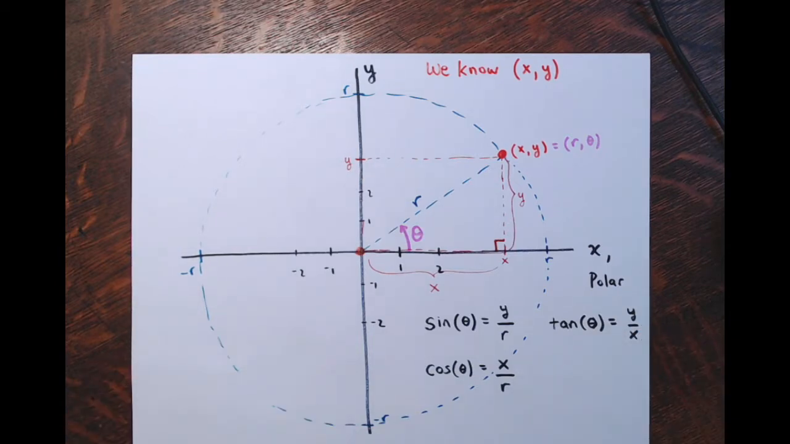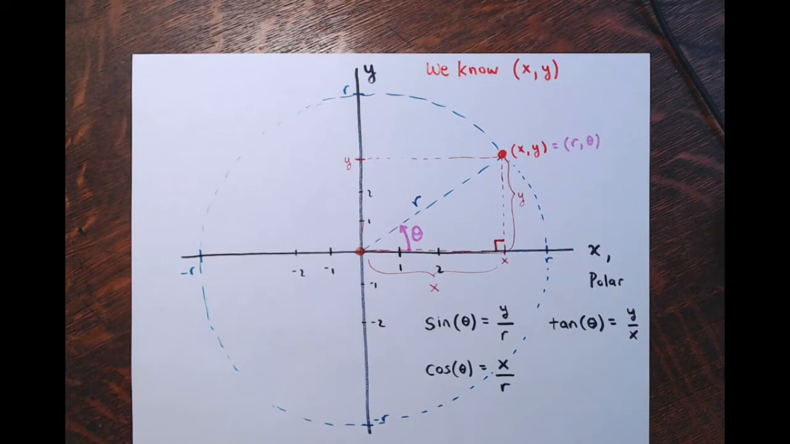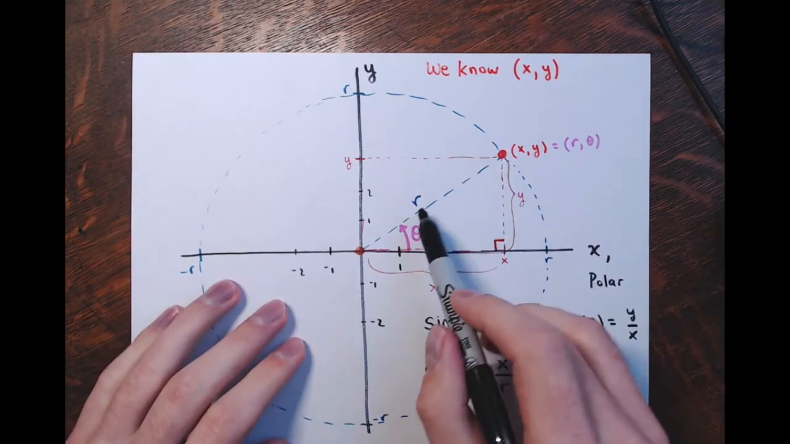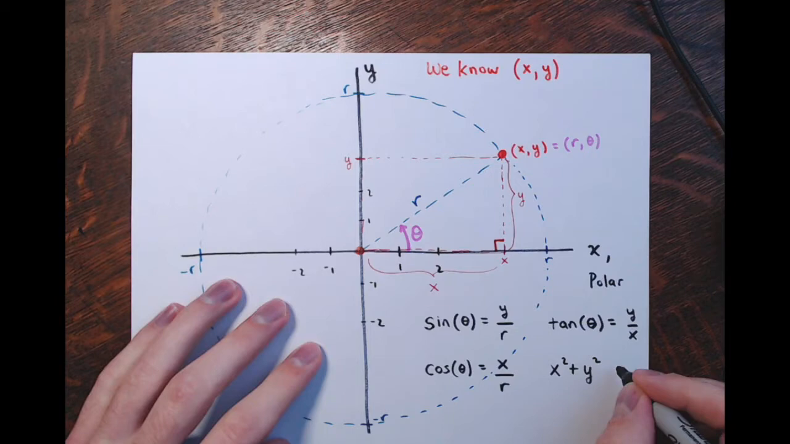And one more relationship that comes from the side lengths. It's a right triangle, so the Pythagorean theorem should hold, and the sum of the squares of the legs should be equal to the square of the hypotenuse. So we have also x squared plus y squared equal to r squared.